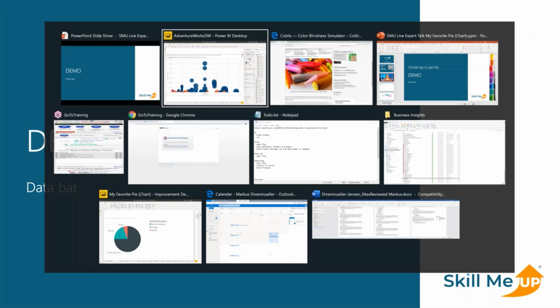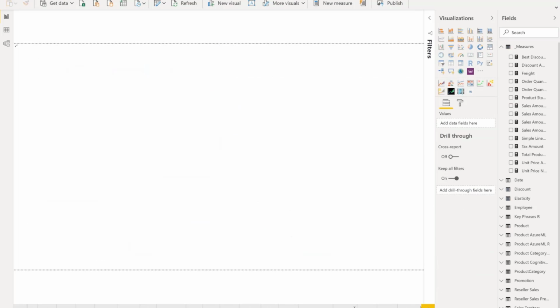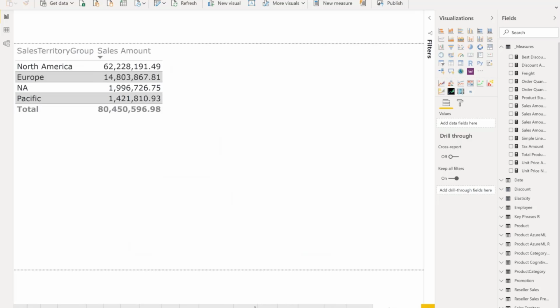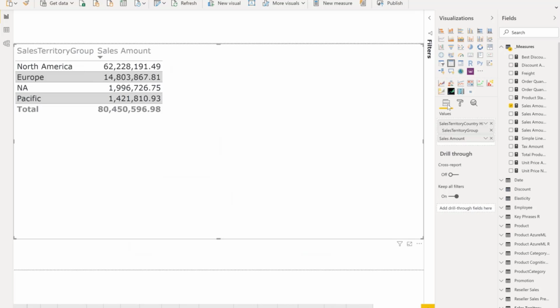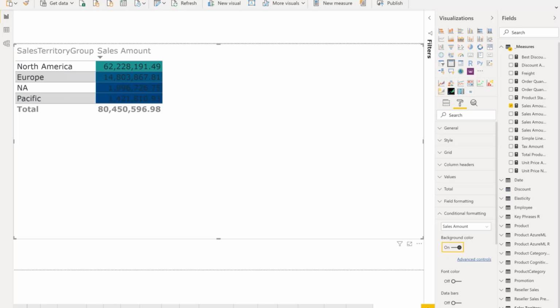If I go back to my table and duplicate this page, so I got my duplicate here. In a table, you can always change in the format options a conditional formatting, and can then choose you want a conditional formatting for the sales amount. So that's the number column here, not the sales territory group, but the sales amount. And then we have different possibilities. You can build a heat map with the background color, so the color changes with the amount of value.